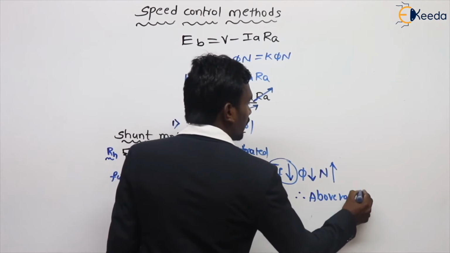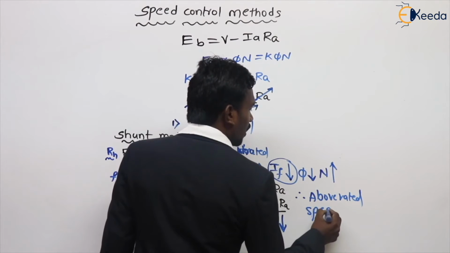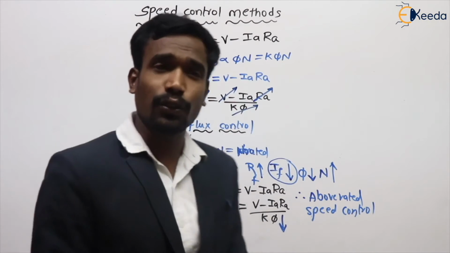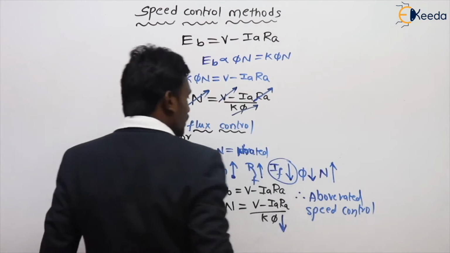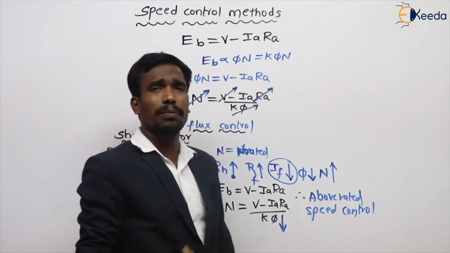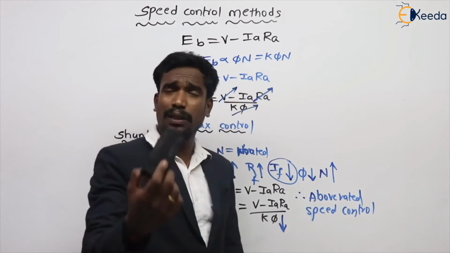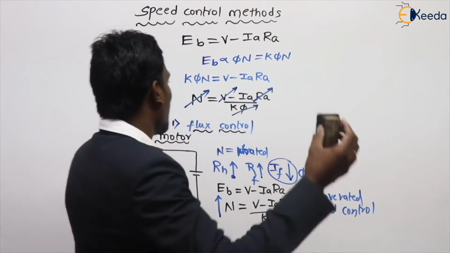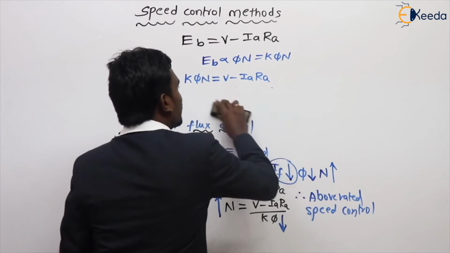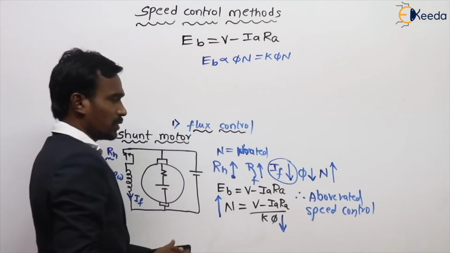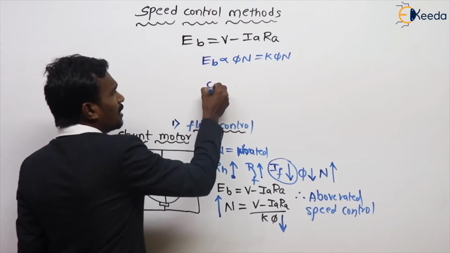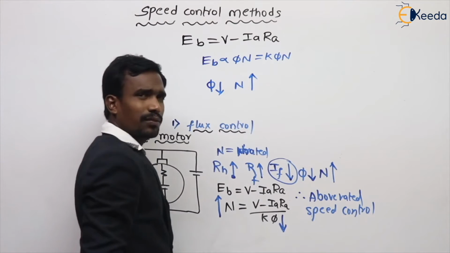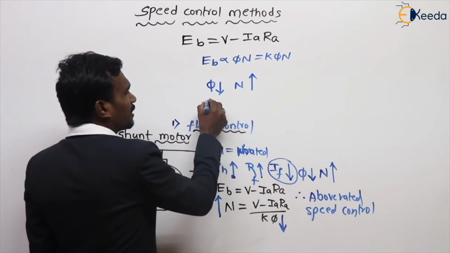Above rated speed control method is our flux control method. You should remember this point carefully. Is it okay? This is an above rated speed control method. This is not applicable for below rated speed control. This is the first most important thing. And next one, in this method, the flux is reduced. When the flux reduces, then speed increases. Very good answer. And what about torque?